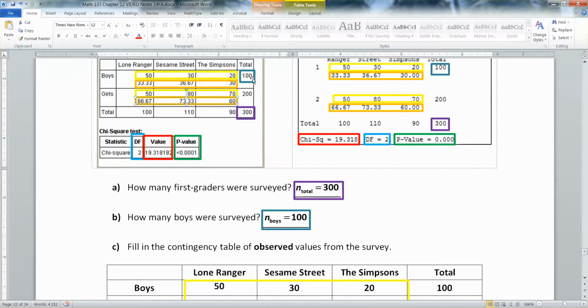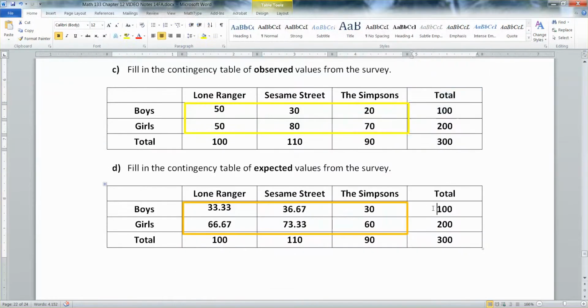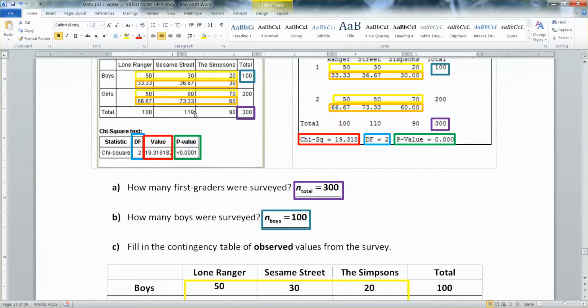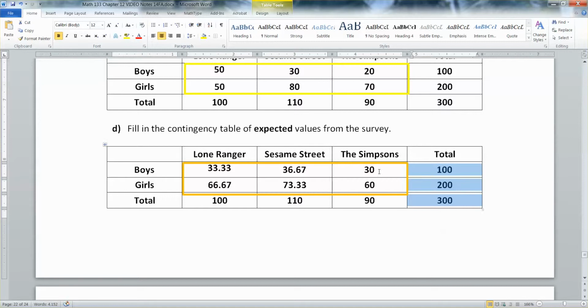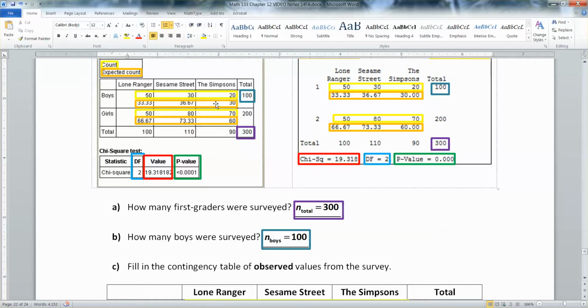Now the row totals for both sets are 100 and 200. That's why these say 100, 200, 300, 100, 200, 300. And then the column totals are 100, 110, and 90 for both sets. For example, 30 and 60 makes 90. 20 and 70 makes 90. So it's going to add up to 90 no matter what. 50 and 50 add up to 100. 33 and 66 with their respective decimals add up to 100, and so on. So with these two problems, you're showing that you know how to read these outputs and break them up into the 2 separate tables that you need.